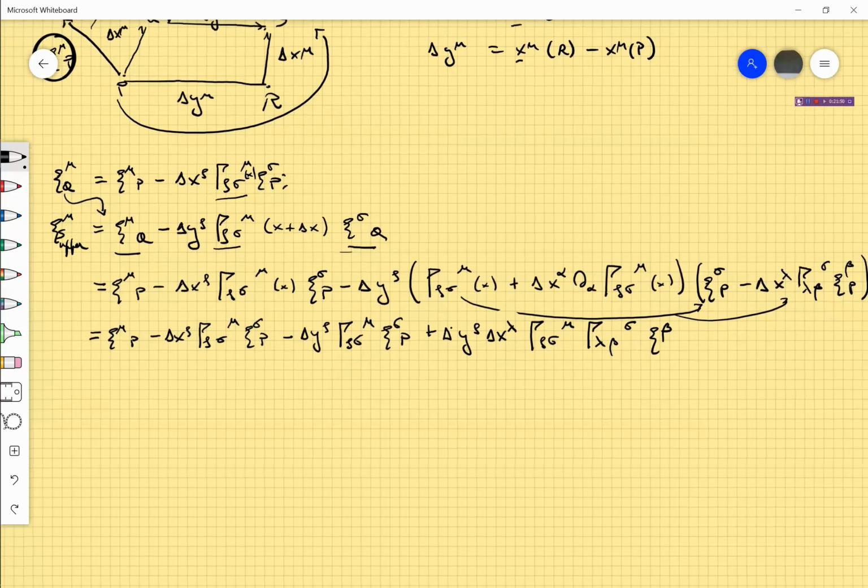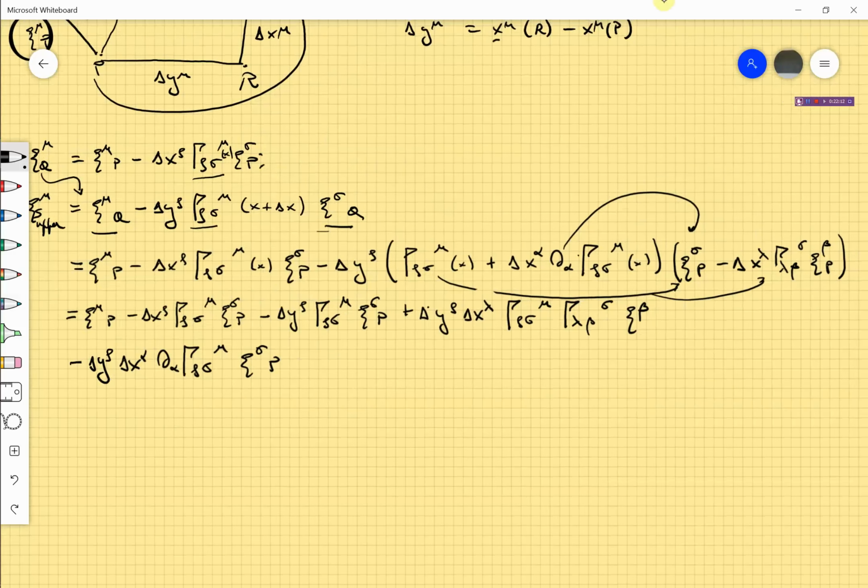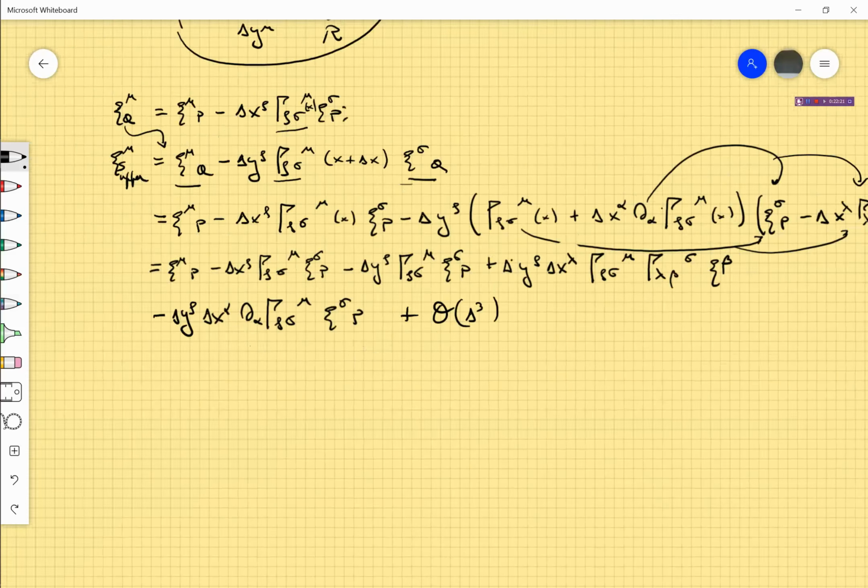And now I have to multiply this term by this. It's minus delta y rho delta x alpha partial alpha gamma rho sigma mu psi sigma p. And the next term would be this multiplied by this one, but this has 3 deltas, so to second order in delta, this is all we have.